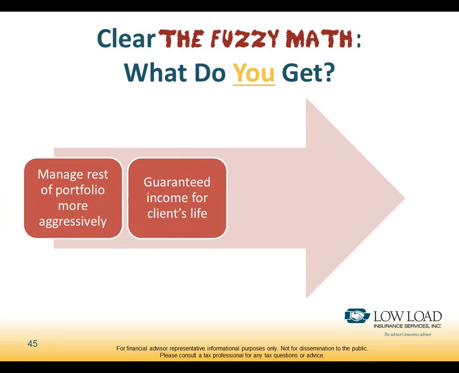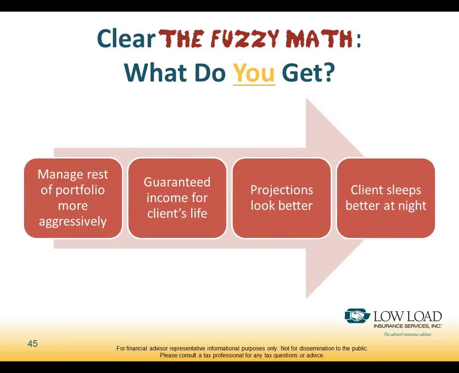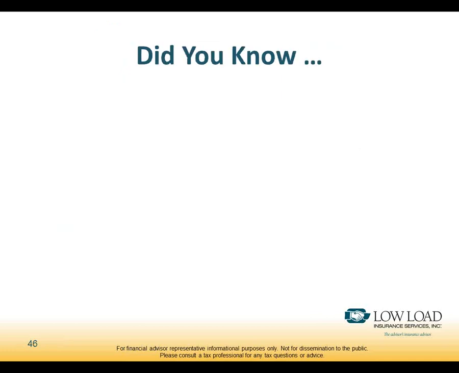Your clients are going to get guaranteed income for life. Nobody really complains about that. Your projections are going to look a little bit better. It's kind of going back to the Monte Carlo simulation if you use that. And then finally, once again, your clients are going to sleep better at night with the guaranteed income.